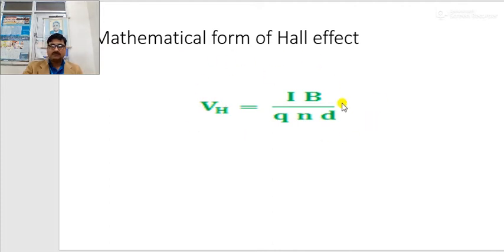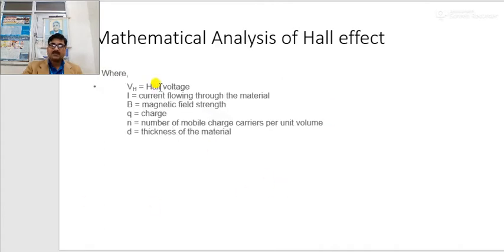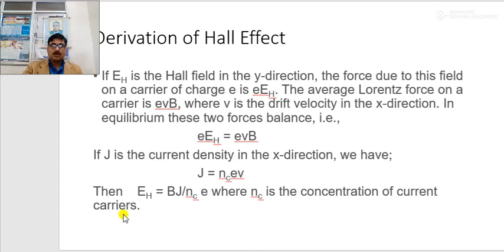Similarly, we can define the mathematical formula. VH is equal to IB upon Q N D, where VH means the Hall voltage, that is, for the given new electric field, I is the applied current, and B is the applied magnetic field strength. Q indicates the positively charged particle and N indicates the number of charged particles per unit volume, and D is the thickness of the material. Then we have the Lorentz force, and EH, that is the force given by the Hall effect.